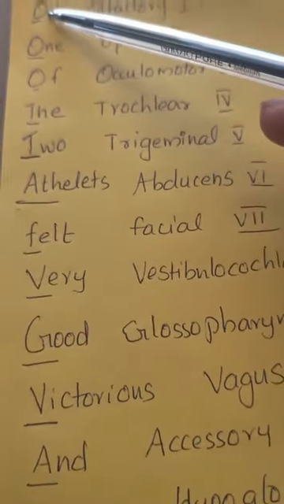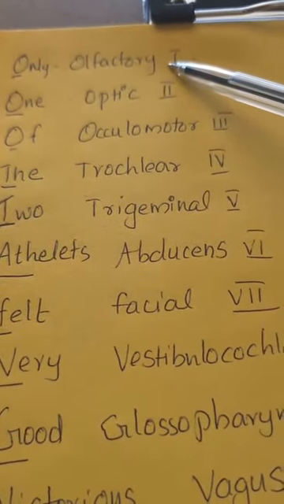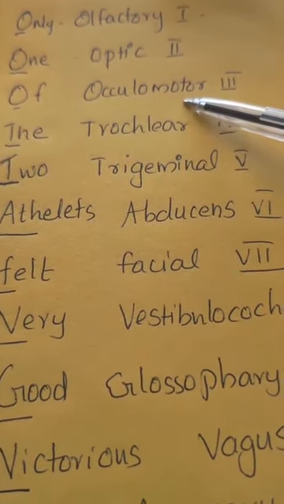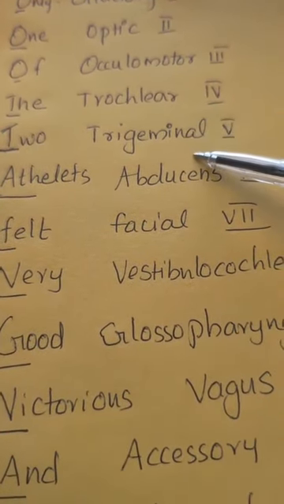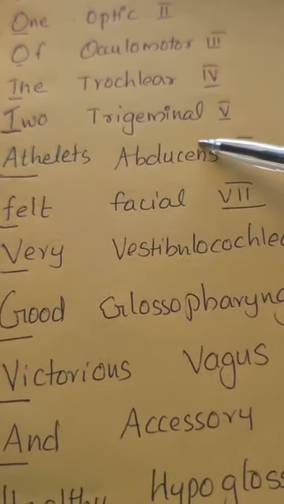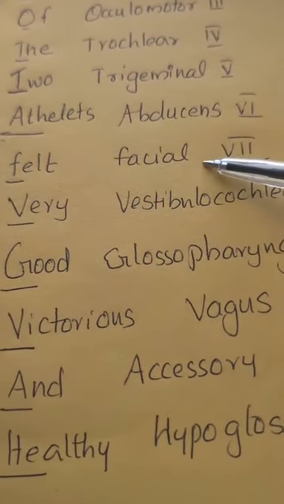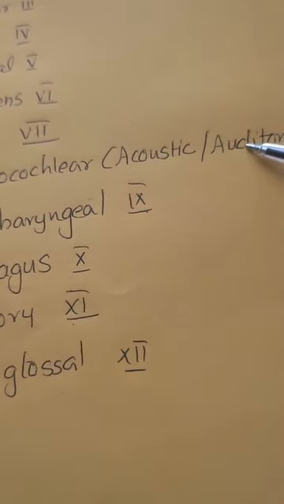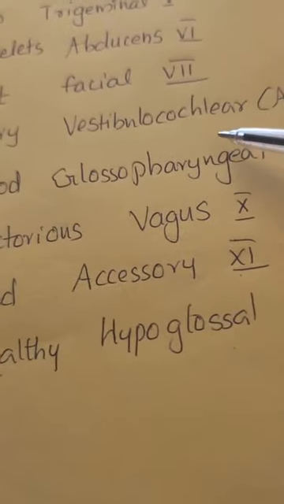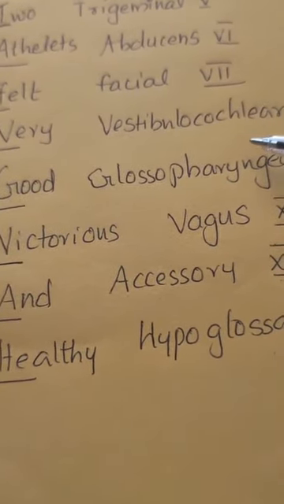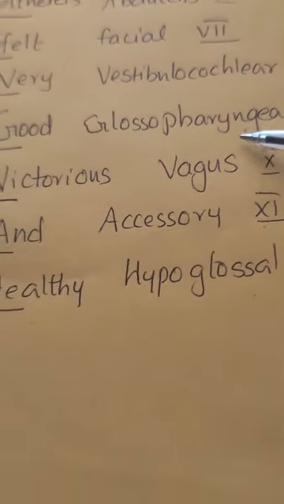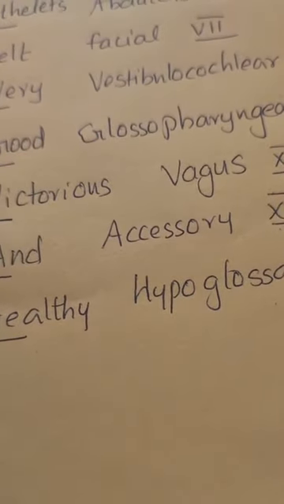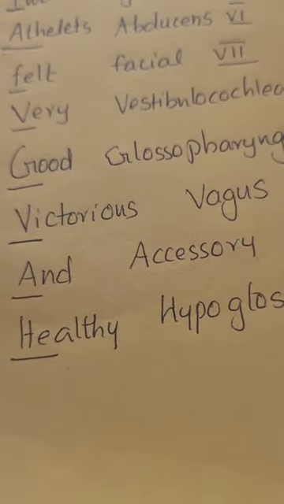So take the first O in only. So that is olfactory, that is the first cranial nerve. Second one is optic. Third one is oculomotor. Fourth, trochlear, trigeminal. A stands for abducens, F for facial, V vestibulocochlear. It's also called acoustic or auditory. And then the ninth one, G stands for glossopharyngeal, V vagus, then accessory, then hypoglossal. So these are the names of the 12 cranial nerves.